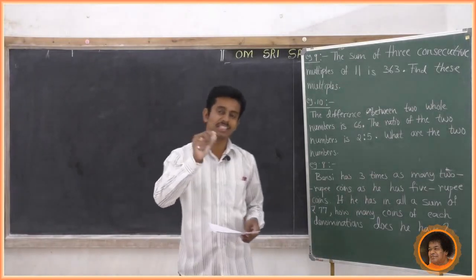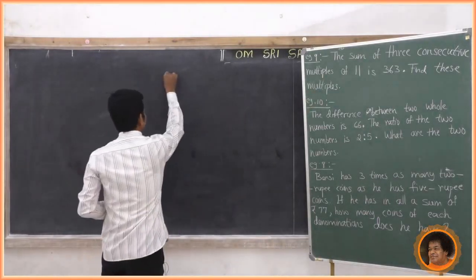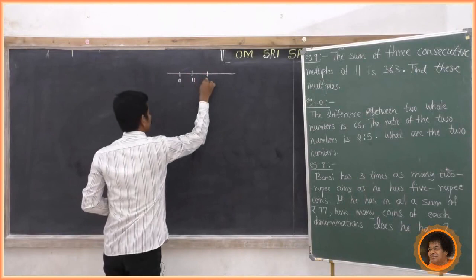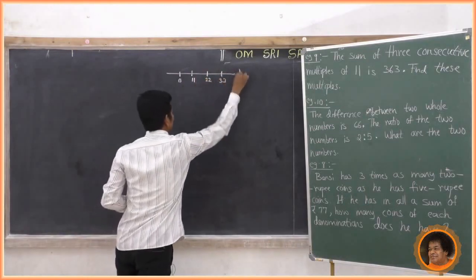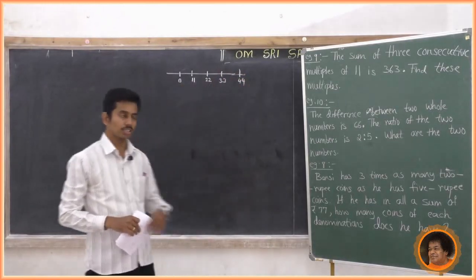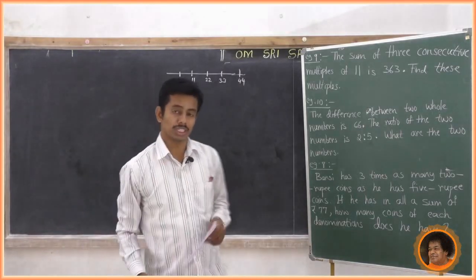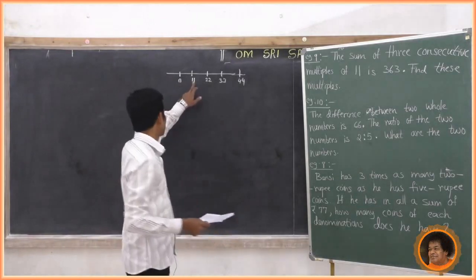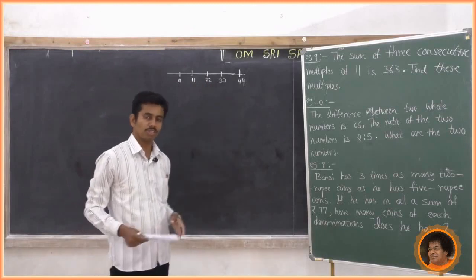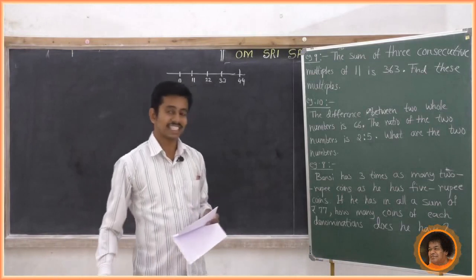The number which 11 divides is a multiple of 11. On a number line, this is 0, this is 11, this is 22, 33 and 44. These are called multiples of 11. Now, for the sum of three consecutive multiples, we don't know which multiples of 11 they are. Is it 11, or 22, 33, 44? We don't know. Only their sum, 363, is given.